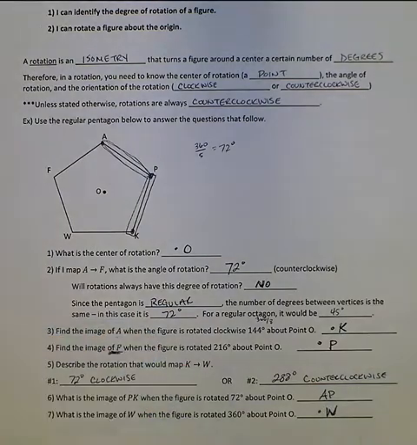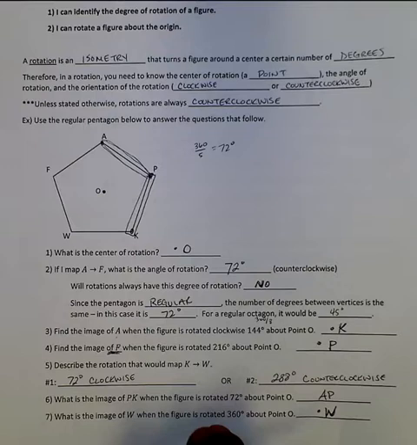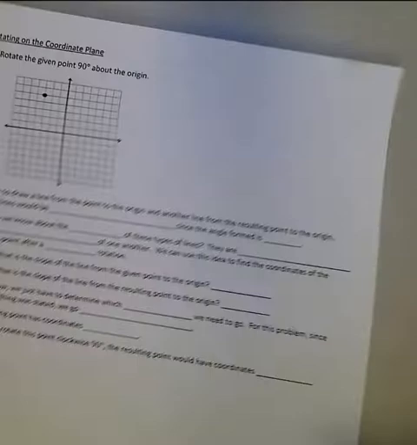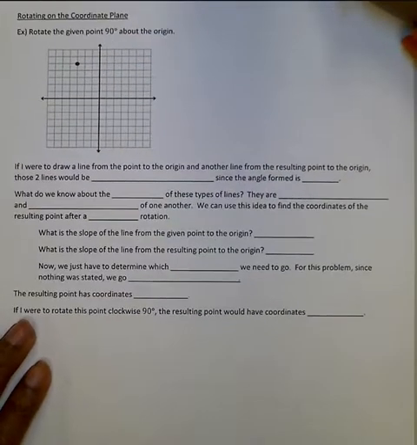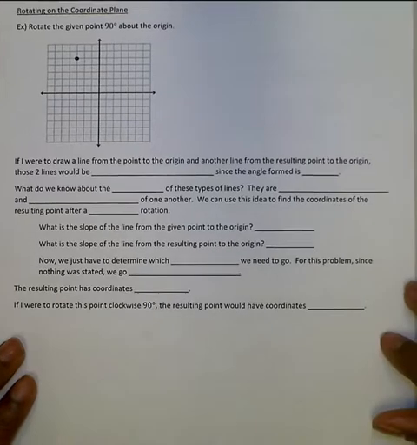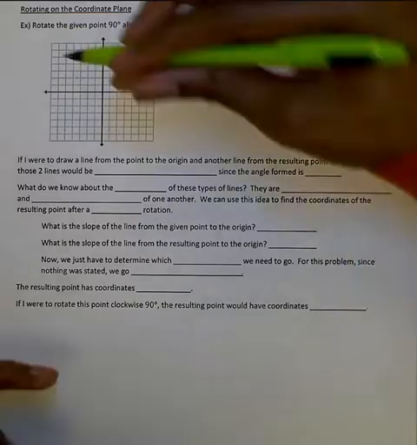All right. Flipping to the back, we are going to look at rotating in a coordinate plane. Okay, this can be a little tricky, so make sure you're paying attention. Okay, so we're going to rotate this given point 90 degrees about the origin, and just rotating a point out in space can be a little difficult.